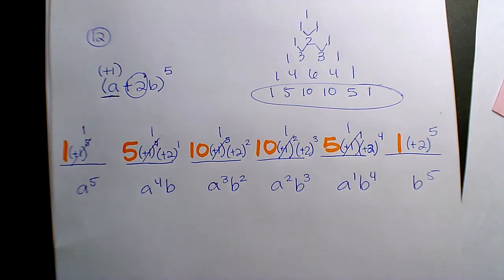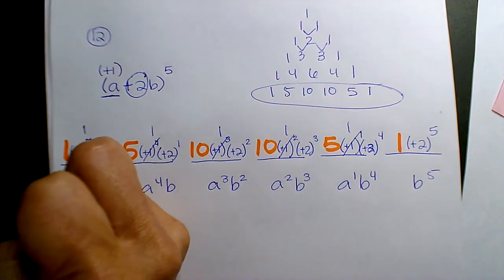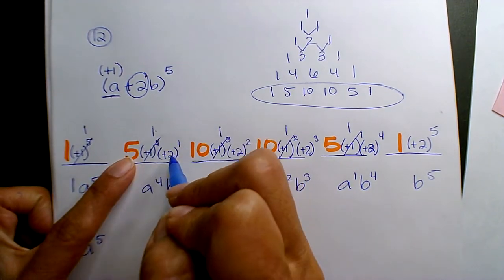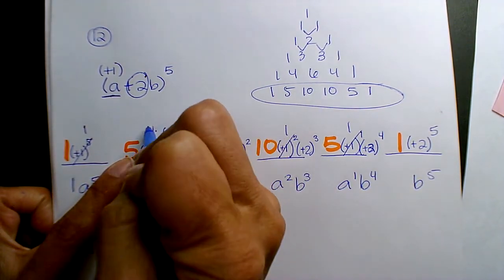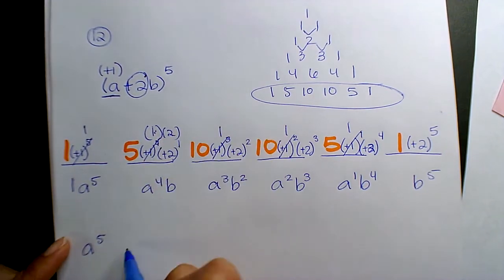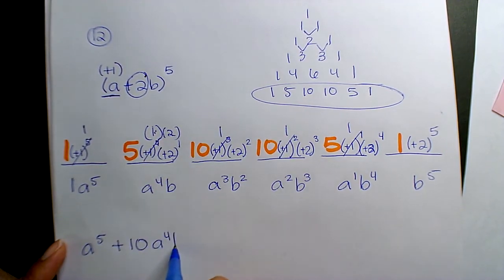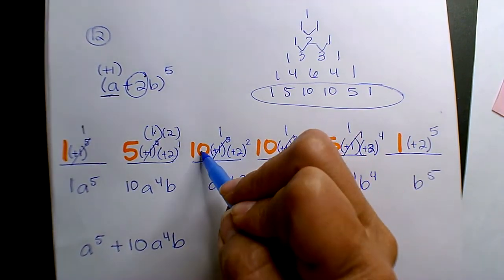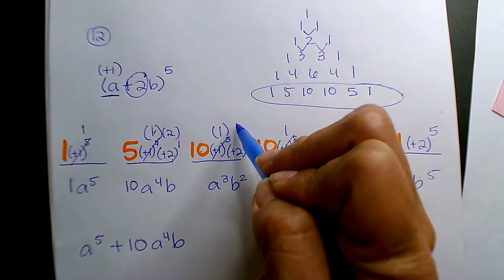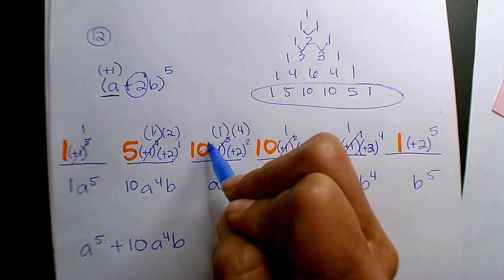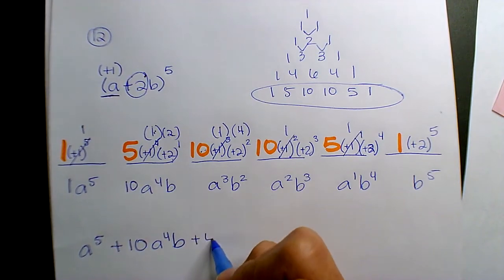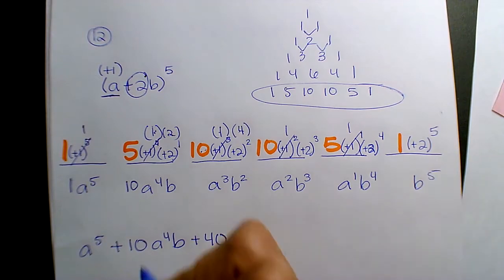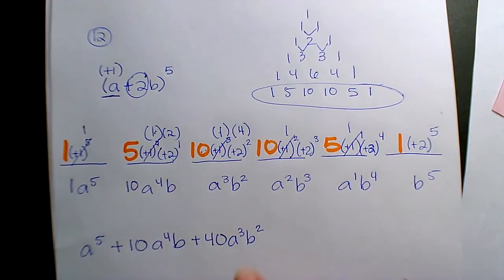Okay. So here, what's 1 times 1? 1. So far I have a to the 5th. What's 5 times 1 and 2 to the first power is 2. So what's 5 times 1 times 2? 10. Right? So this would be 10. Here, what's 10 times 1 and 2 squared is 4. 10 times 1 times 4 is then 40. Right? I didn't mean to write the 10 there. I did that accidentally.